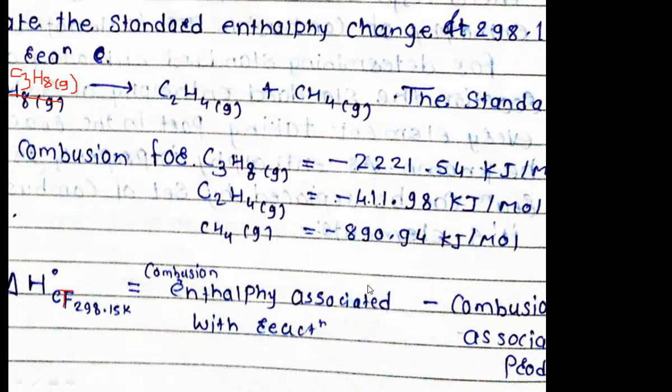So write down this numerical. At the same time, write this down also. When combustion enthalpies are given, what formula do we have to use? Standard enthalpy of that reaction is equal to combustion enthalpy associated with reactants minus combustion enthalpy associated with products. Write down, and if your write-up is over, please mention in chat box.